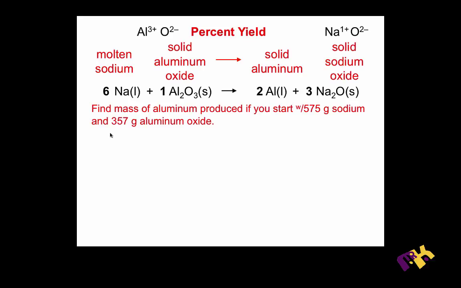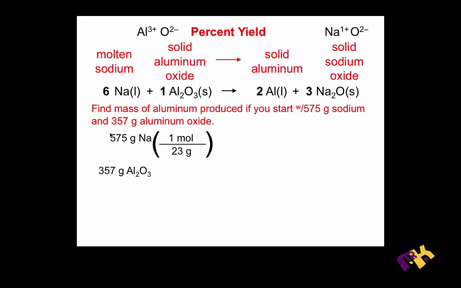So what we need to do is find the mass of aluminum produced, if we start with 575 grams of sodium and 357 grams of aluminum oxide. So right away we're thinking, we've got to figure out which one's the limiting reactant, because it's really kind of hard to tell with the ratios we're presented with. So we go through the process all over again.